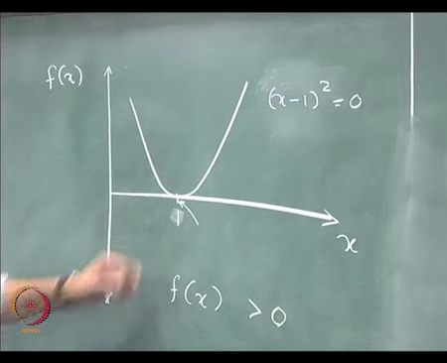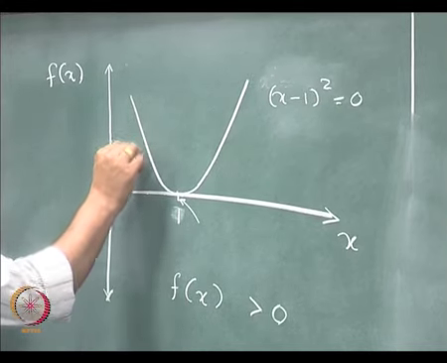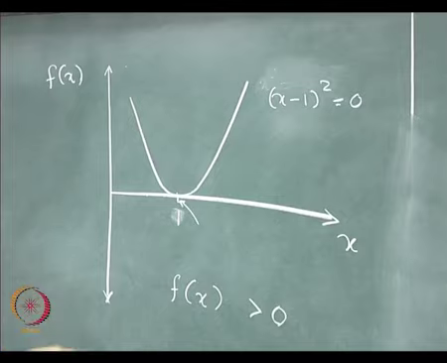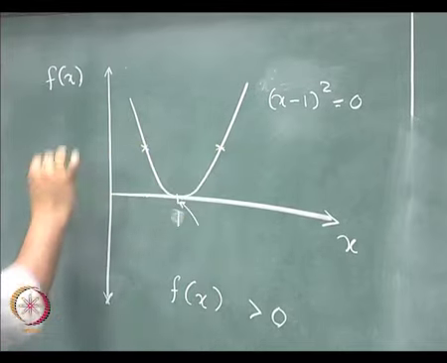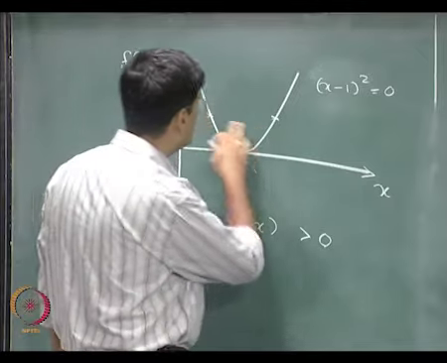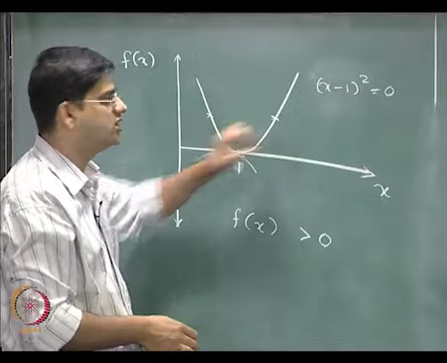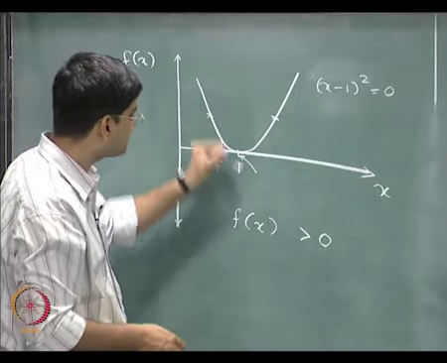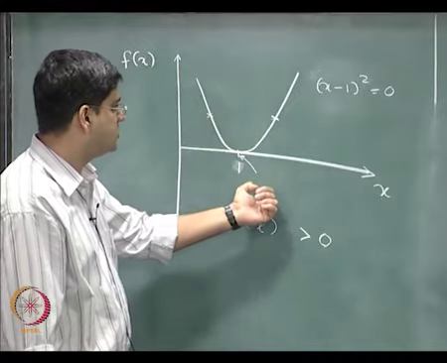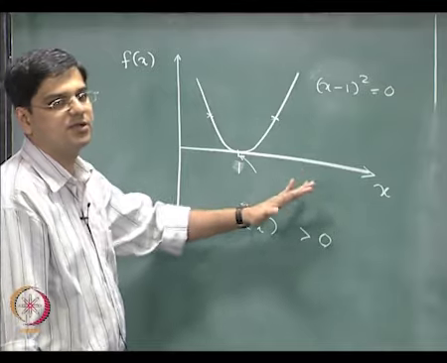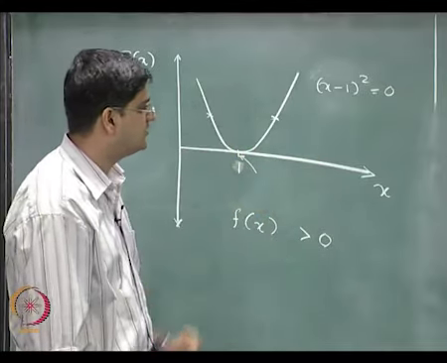Okay, so if we try to use any of the bracketing methods, we will not get any admissible solution, because no matter which 2 points you take on this particular curve, our f of xl multiplied by f of xr is always going to be positive for this particular example. So no matter what method we use, we will not be able to get starting initial guesses for a bracketing method.